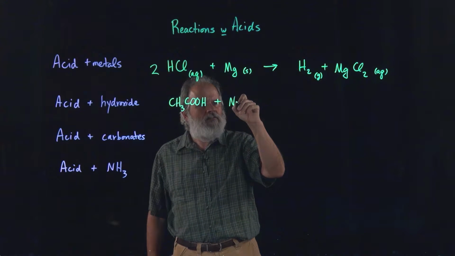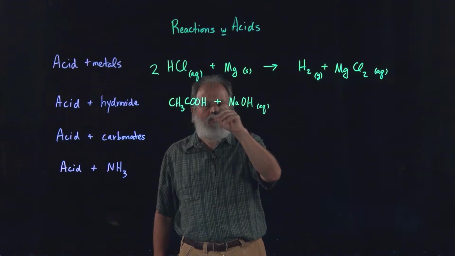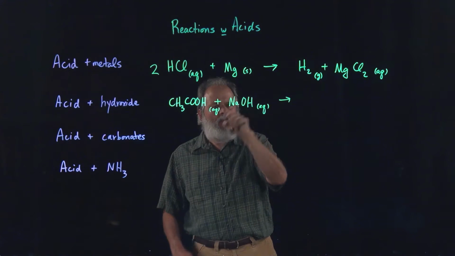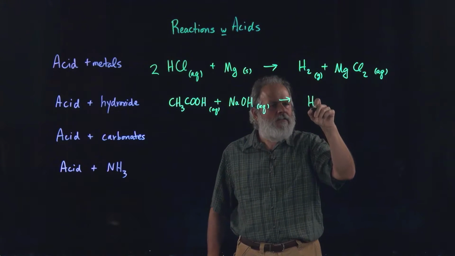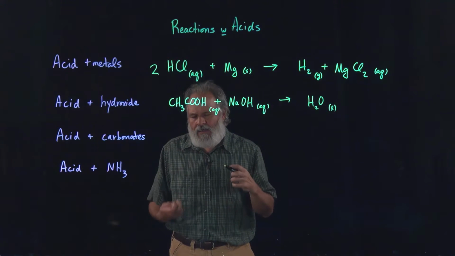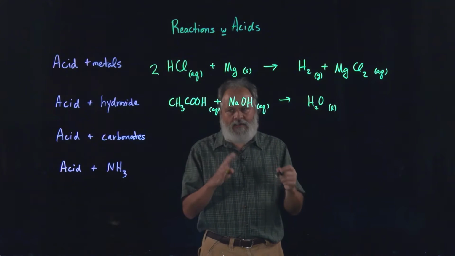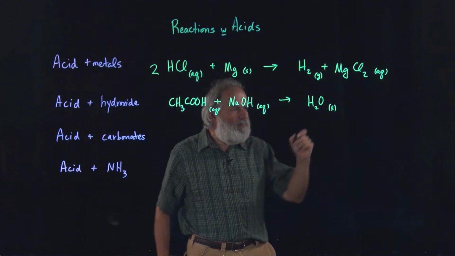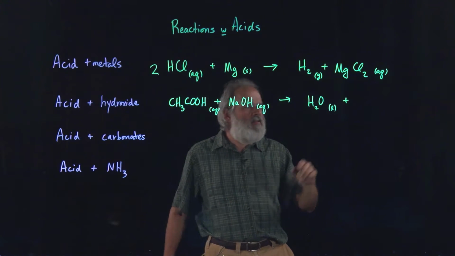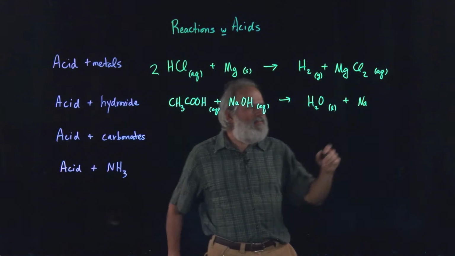Sodium hydroxide. These are both aqueous. The H+ and the OH- combine to make water. So you may have heard an expression: an acid plus a base gives a salt plus water. Well, the water is from H+ and hydroxide. The salt is the 2 remaining ions, which is sodium cation combined with acetate anion.